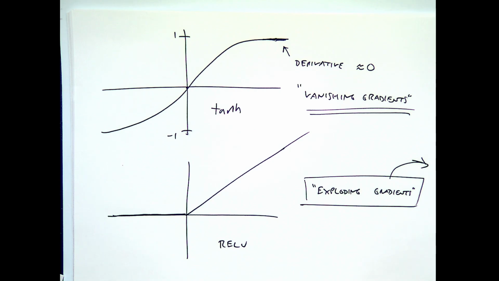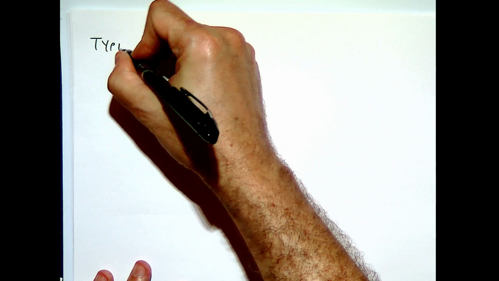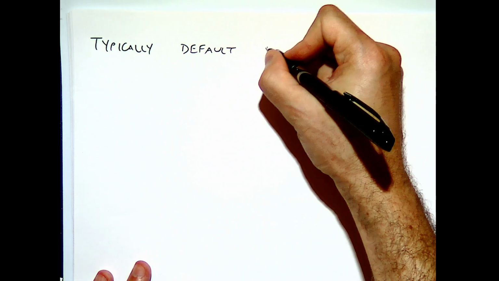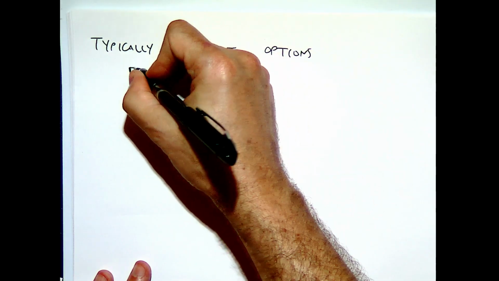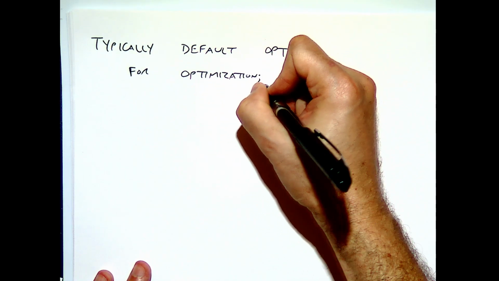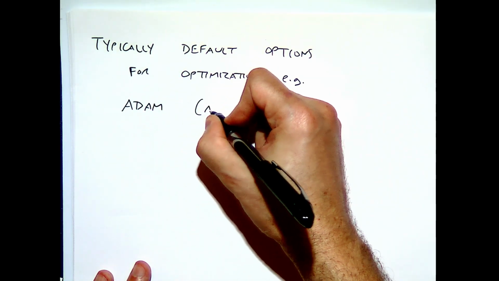Typically when you instantiate a neural network and say optimize, almost always you're going to just select some default parameters and some default optimizer, right? One popular optimizer is called ADAM, which stands for adaptive moment estimation. So typically there are default options for optimization. For example, one well-known one is called ADAM, which is adaptive moment estimation.